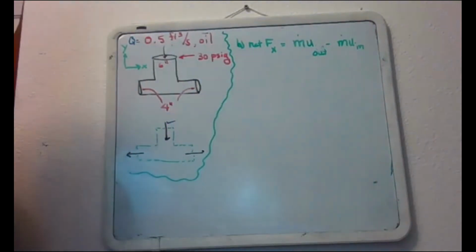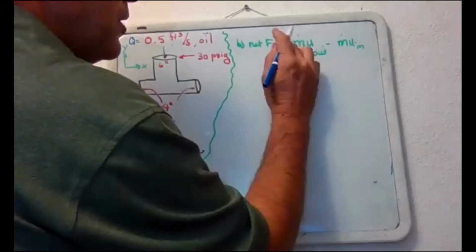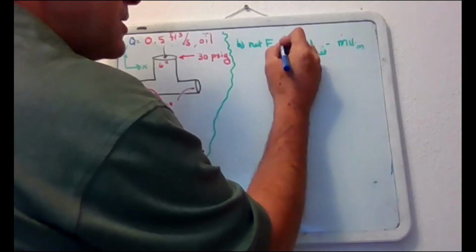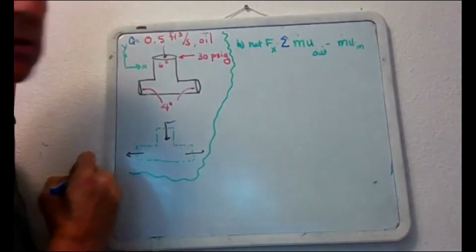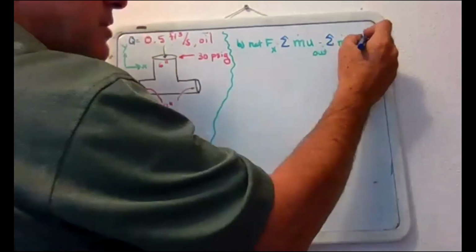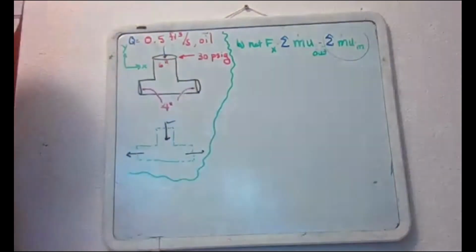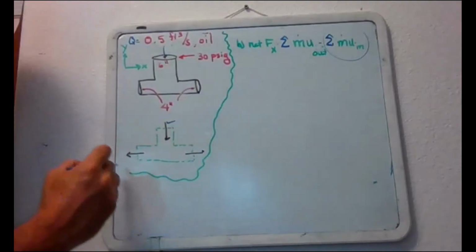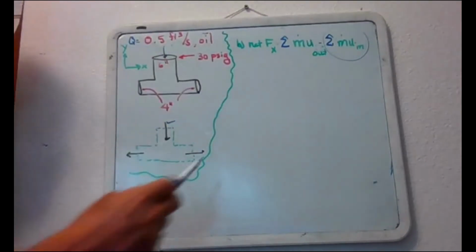Strictly speaking, if I was being thorough, I would put a summation sign. We're going to add up all the m.u's outs, and we're going to add up all the m.u's ins. So let's talk about the ins horizontally. If you look horizontally, is there any flow in? No, there's no flow in.